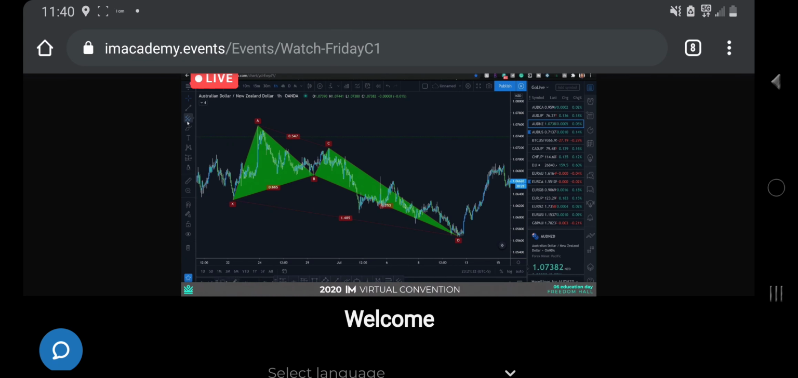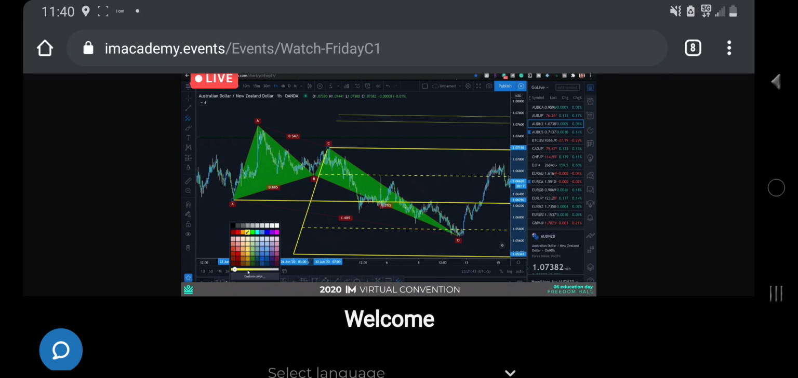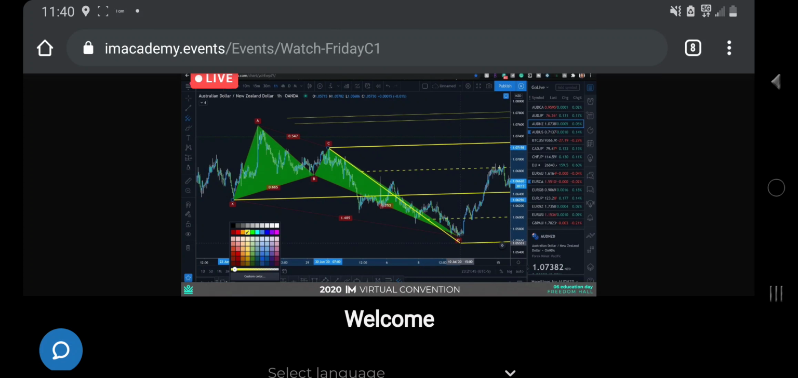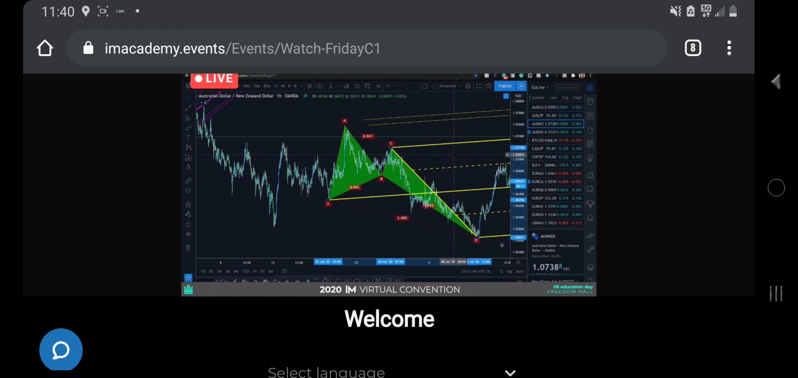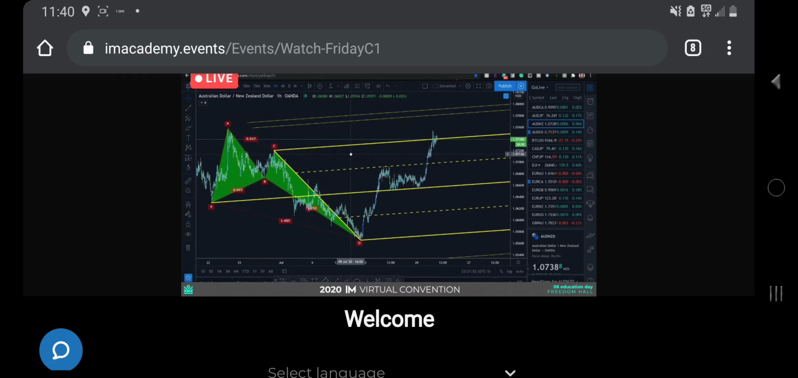And now I'm going to go ahead and draw my pitchfork from X to C to D. And it's going to look like this.